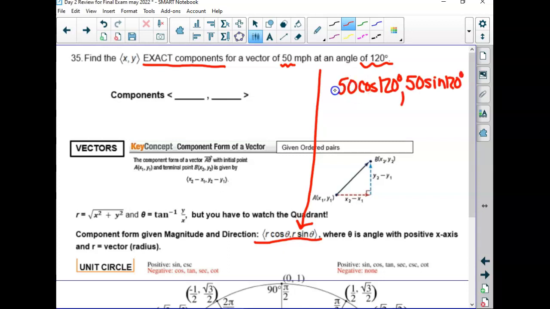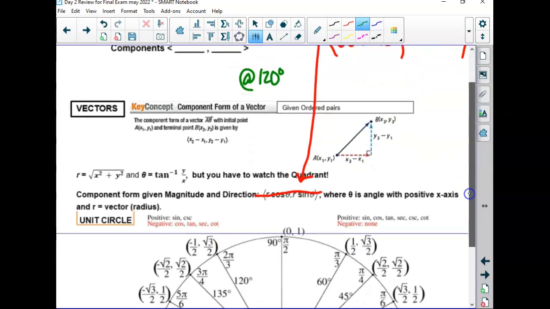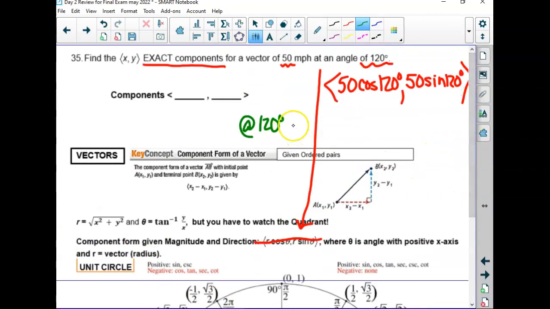Go to 120 and tell me the unit circle, or the ordered pair, I mean. At 120 degrees on the unit circle, it is -1/2, square root of 3/2, yes? -1/2 and positive square root of 3/2. So if I substitute those values in, what's 50 times -1/2?